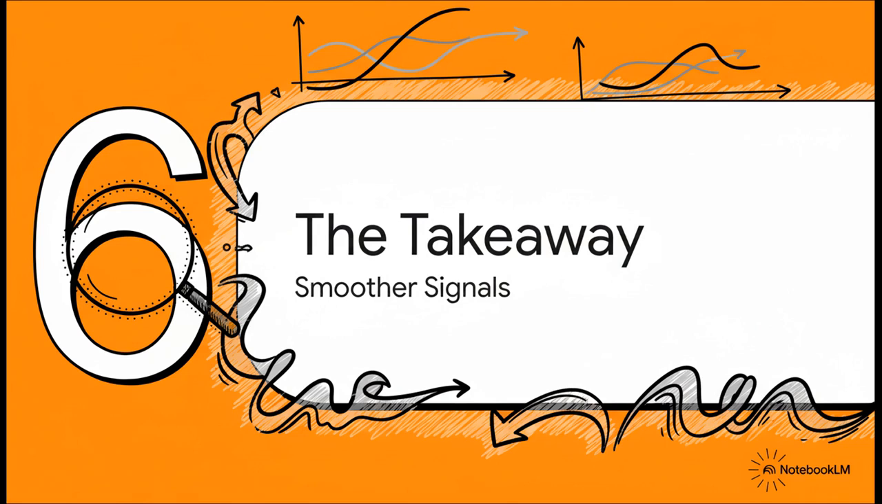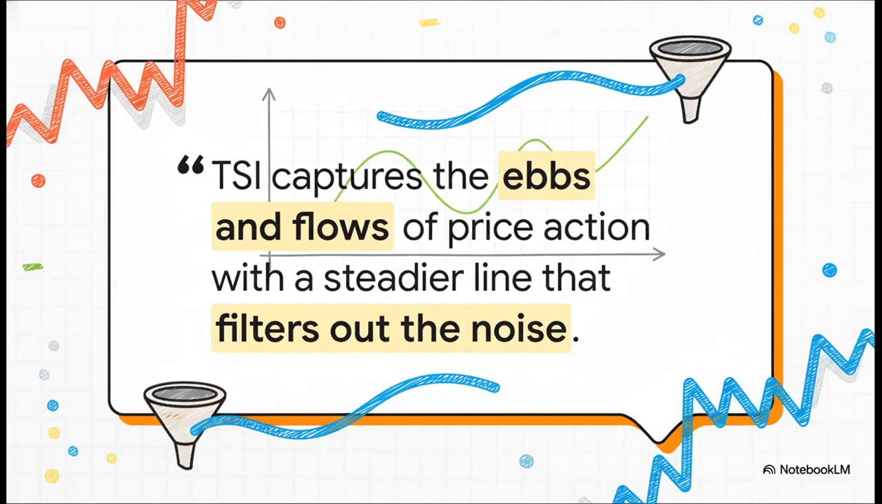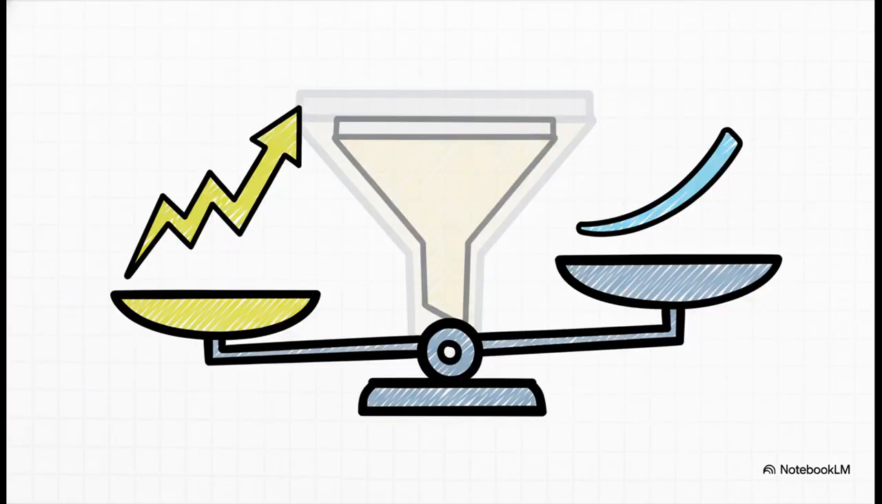All right, let's bring it all home. After everything we've talked about, what's the one big idea you should remember about the TSI? I think this quote from stockcharts.com just nails it. It says the TSI captures the ebbs and flows of price action with a steadier line that filters out the noise. And really, that's it. It's all about getting that clearer, steadier picture so you can avoid those bad decisions caused by market noise. And the reason it can do that, the thing that really sets it apart, is that unique double smoothing technique.